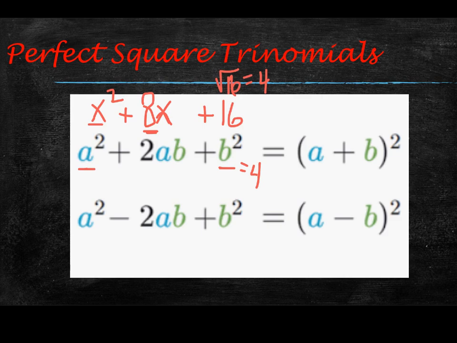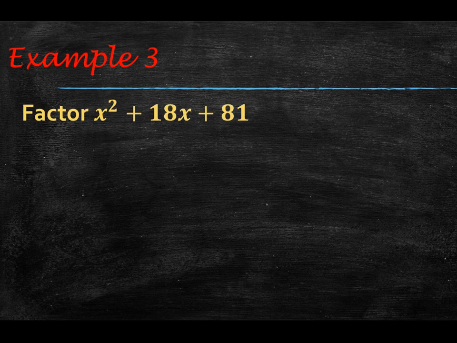Okay, so then how this factors now is I would take my a, which again was x, plus I would take my b, which was that 4, and quantity squared. Okay, so let's look at another example.